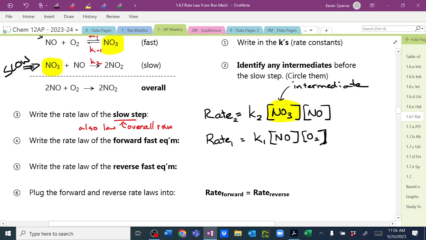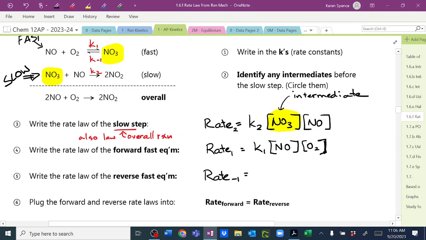We're also going to write the rate law for the reverse of step 1. So we're going to call this rate -1. It's the reverse of step 1. So it's going to be K -1. Who are the reactants for the reverse reaction? NO3. So here we go. We have NO3. Now, one of the first things we're going to learn about an equilibrium is that in any equilibrium, this is true.